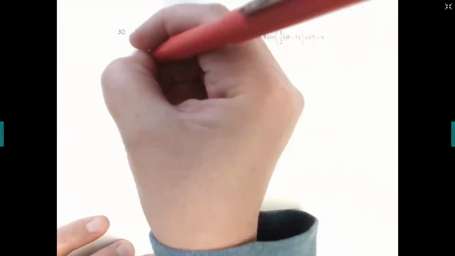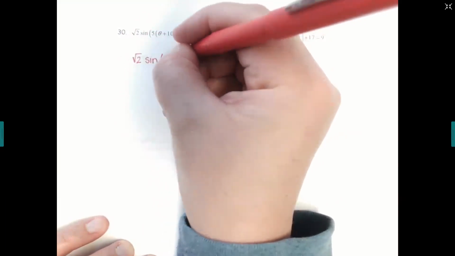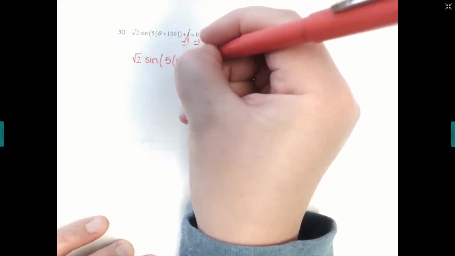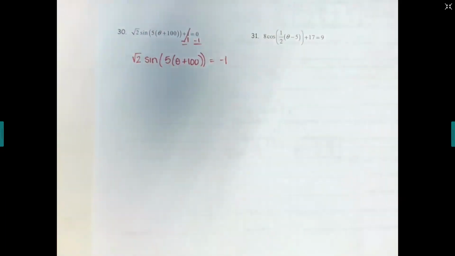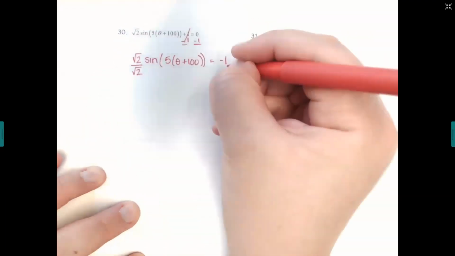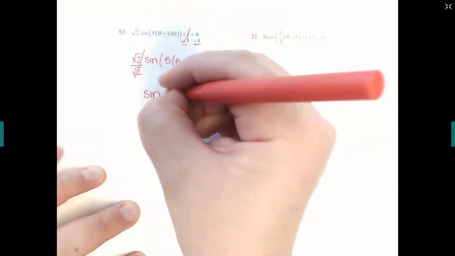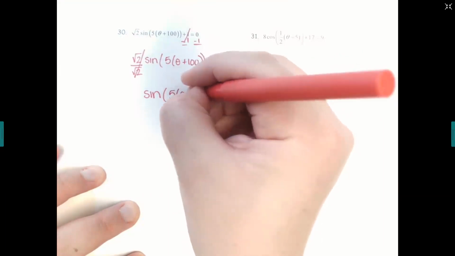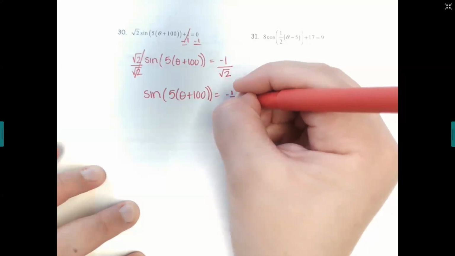So 0 minus 1, now that's a -1. Okay, what should my next step be? Divide the root 2 across, very good. So I have sine 5 theta plus 100 equals -1 over root 2.